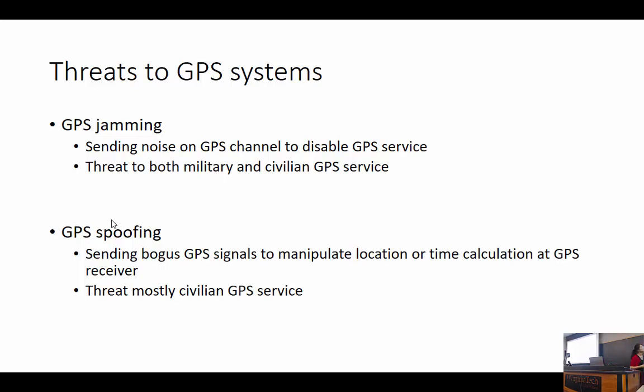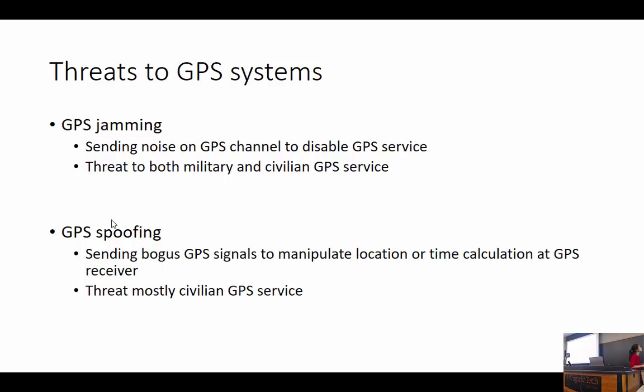There are two types of threats to GPS systems. The first one is GPS jamming, meaning that someone can just send noise on the GPS channels to disable GPS services. And this is actually a threat to both military and civilian GPS service. If someone jams the GPS channel, remember there are only two GPS channels out there, two GPS frequency bands, so if you send out an overwhelmingly strong jamming signal on those bands, you can basically disable both the military GPS and the civilian GPS.